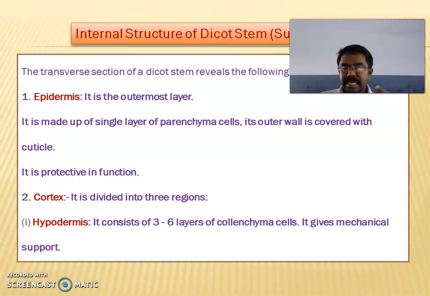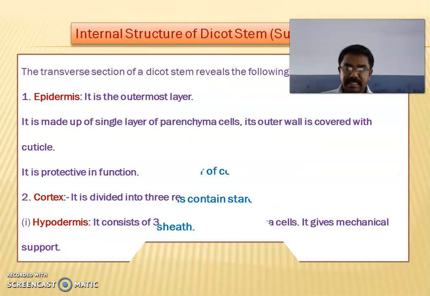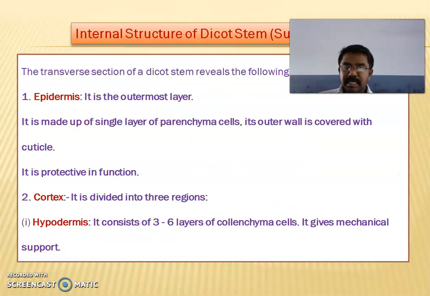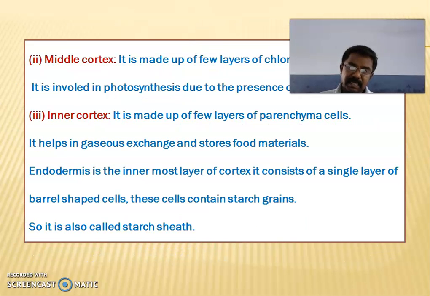Cortex is divided into three regions: hypodermis, middle cortex, inner cortex. The hypodermis consists of 3 to 6 layers of parenchyma cells. It gives mechanical support. Next we will discuss the middle cortex. It is made up of a few layers of parenchyma cells. It is mainly responsible for photosynthesis, as it also contains chloroplasts.